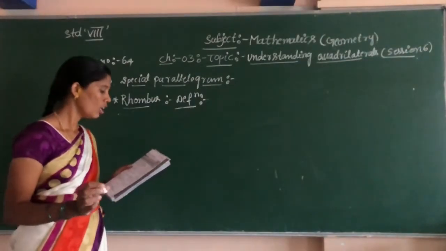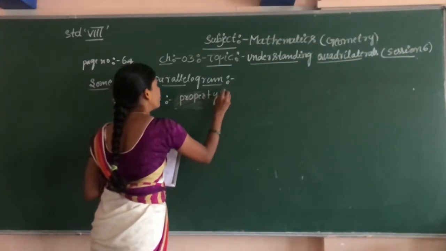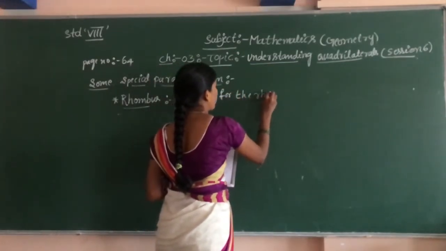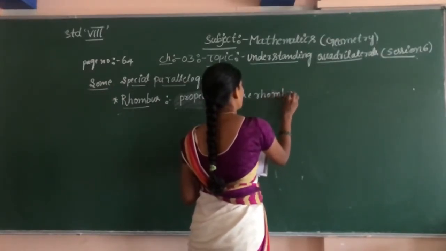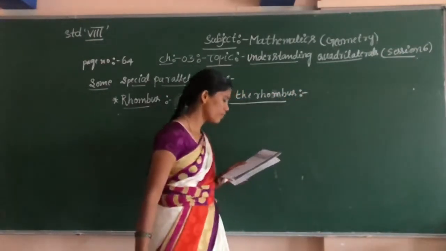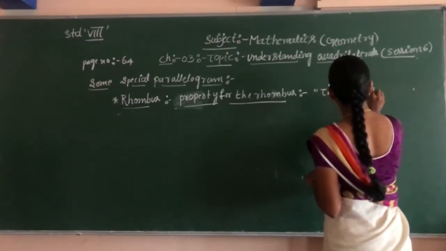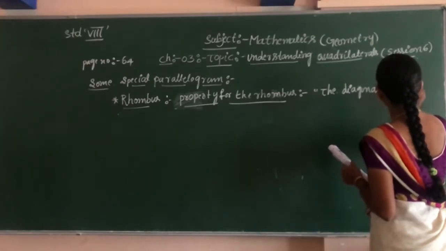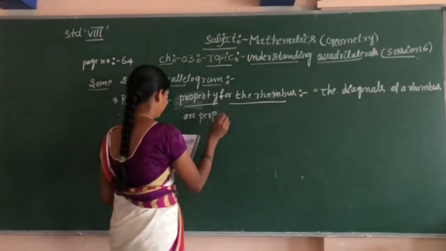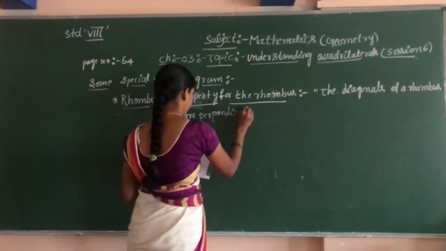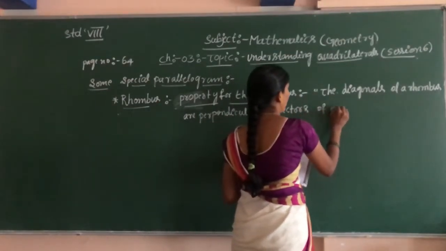Property for the rhombus. Statement: the diagonals, as you already know, the diagonals of a rhombus are perpendicular bisectors of one another.